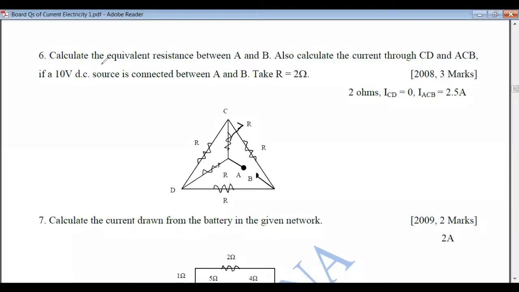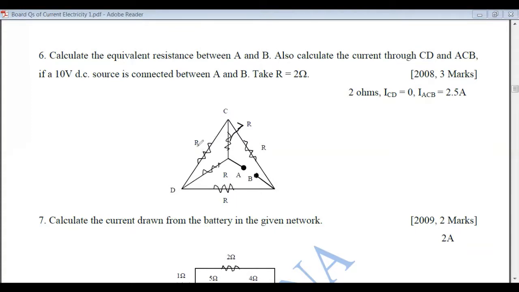Question number 6: calculate the equivalent resistance between the points A and B. Also calculate the current through the CD arm and the ACD arm, if a 10 volt DC source is connected between A and B, given that R is equal to 2 ohms. Now these are the two points A and B. A 10 volt battery is connected across it. So the current flowing from here will be divided in these two branches. The same way, the current flowing from point B will be divided in these two branches.